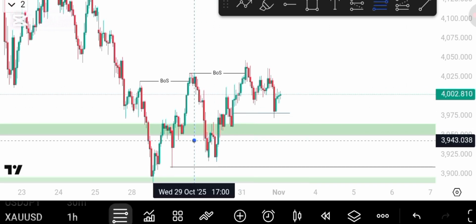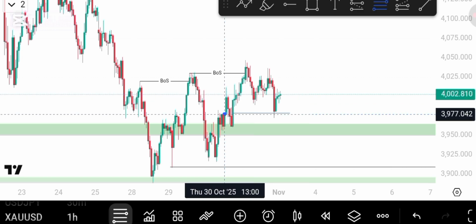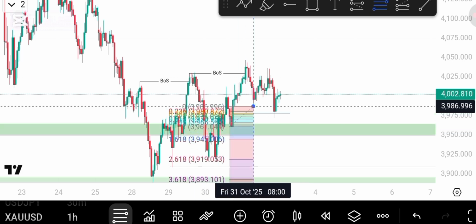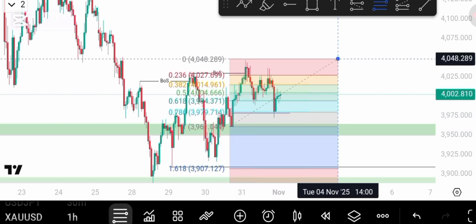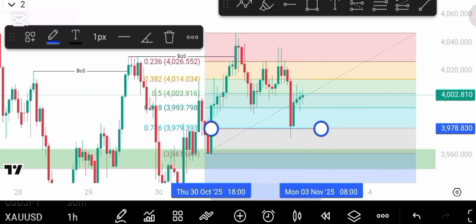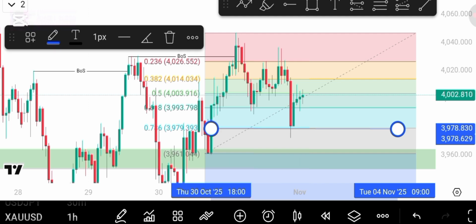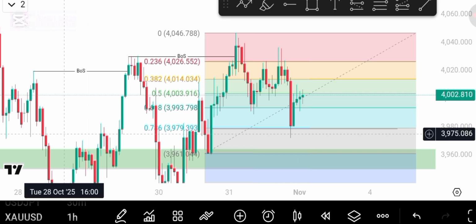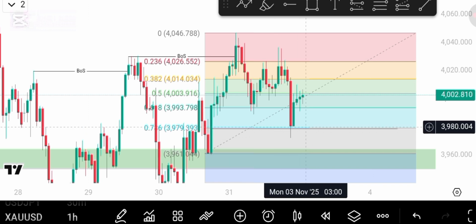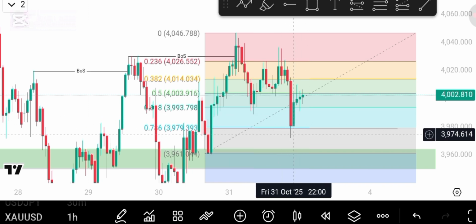I actually entered in long when this was the retracement. I marked the fib from this low to high, and I was waiting for the prices to test its 70% area. Here on the 70%, when the prices came, I had the confirmation, and I entered in long from here, and my target is the first structure zone.